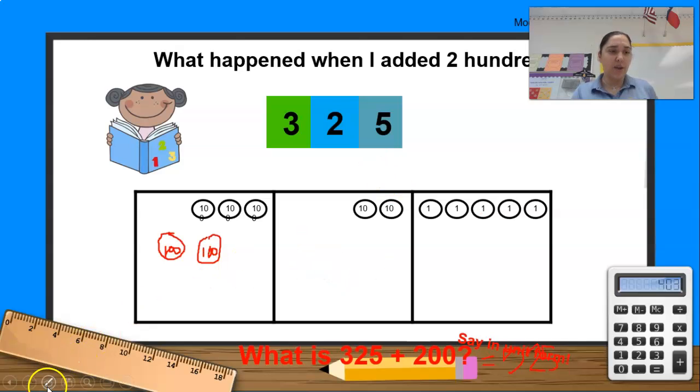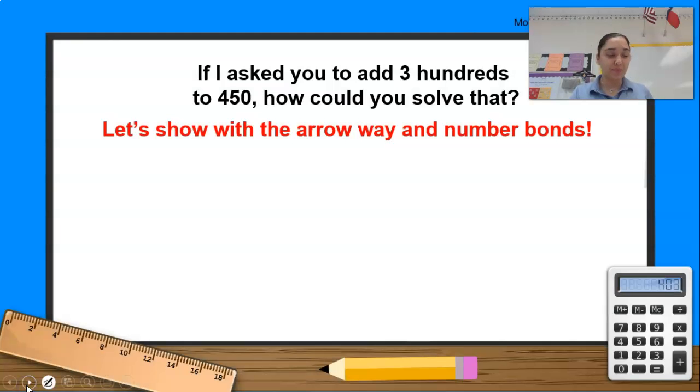Now, let's see. What are we going to do now? If I ask you to add 300s to 450, how could you solve that? So I want you to think. I want you to look at me because I'm going to show solving this problem 2 different ways. But first, let's answer that question. If I ask you to add 300s to 450, how can you solve that?